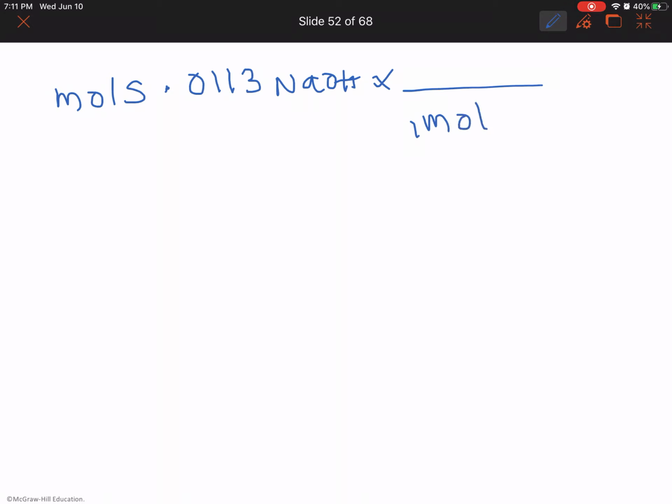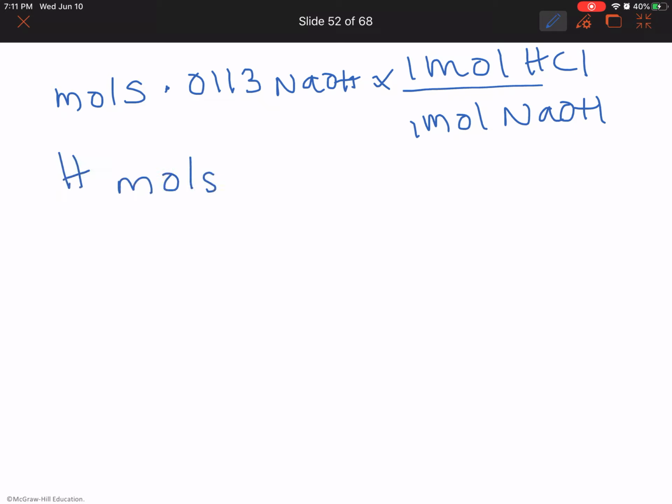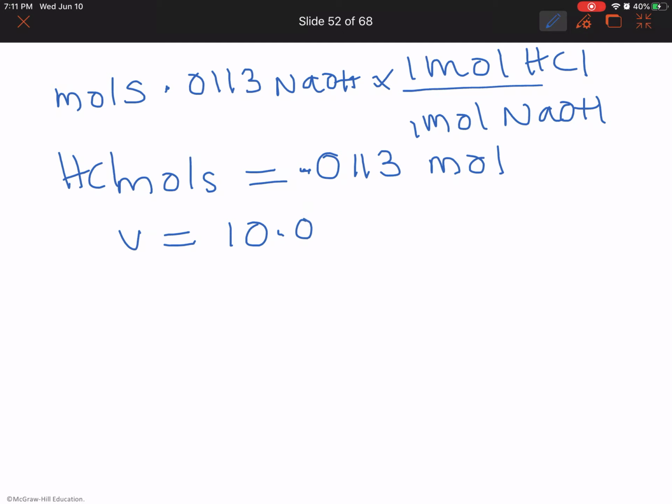So moles, 0.0113 sodium hydroxide, and then the molar ratio is 1 mole sodium hydroxide reacts with 1 mole HCl. So then we find the number of moles of HCl, hydrochloric acid, is also 0.0113 moles. And the volume of hydrochloric acid is 10 milliliters.